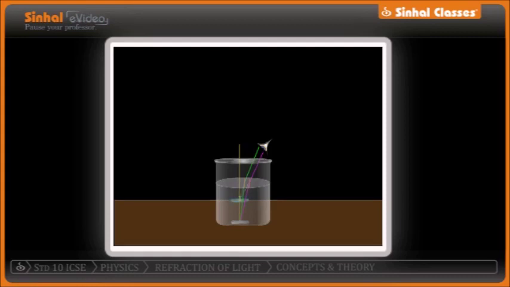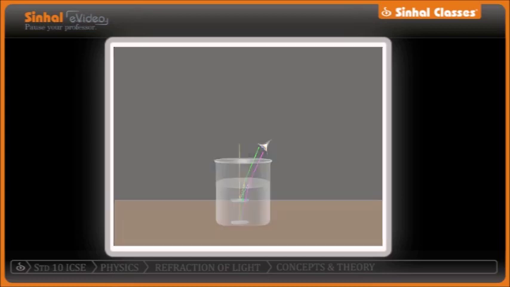We see that this apparent image is virtually raised, which gives you the apparent depth of the object. So we have the apparent depth and we have the real depth of the object. Definitely we can also define the refractive index in terms of real depth upon apparent depth. Another example to give you for real depth and apparent depth.